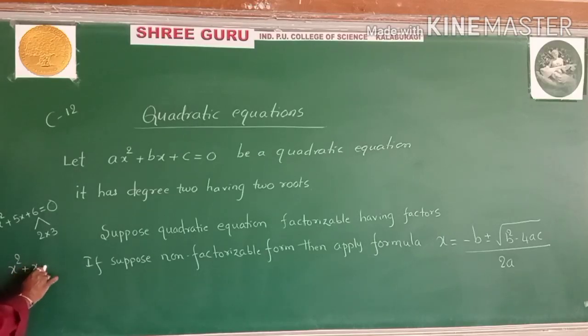If suppose non-factorizable form, suppose x square plus x plus 1 is equal to 0. Here 1 is there. This can be expressed 1 into 1, 1 plus 1, 2. Here 2 exists? No. Here this is non-factorizable.